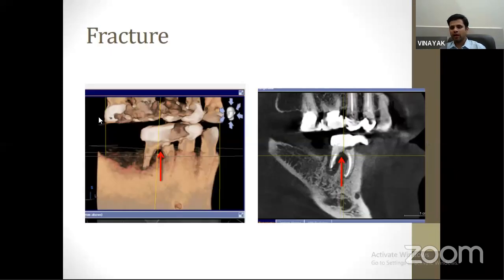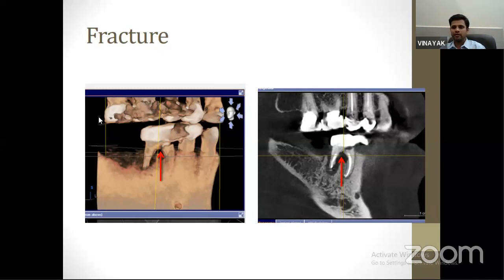Next is presence or absence of fracture. To see a fracture line, there has to be separation between the two fractured segments. If the separation is less, or there is no separation, or it is less than the resolution of a CBCT scan, the fracture line won't be clearly seen. But what you can see are the secondary signs.